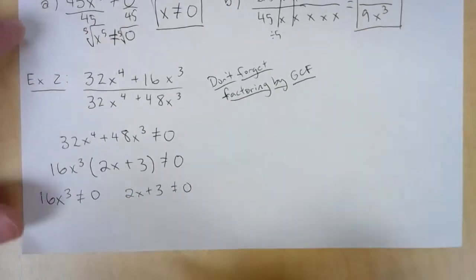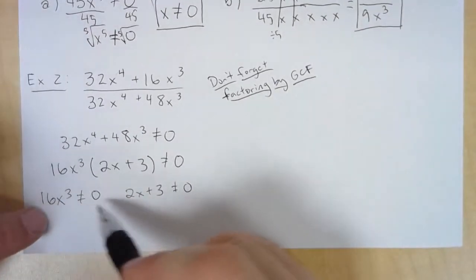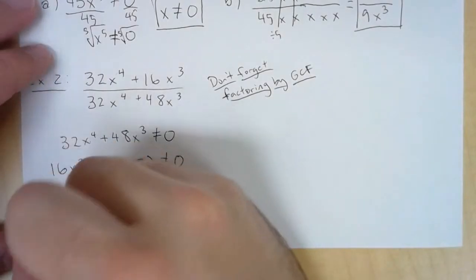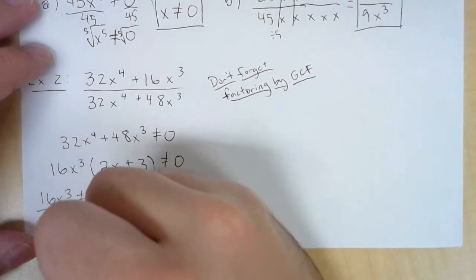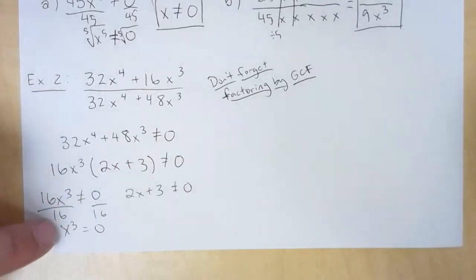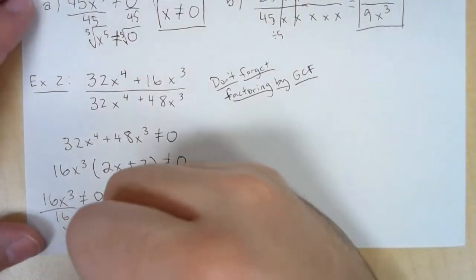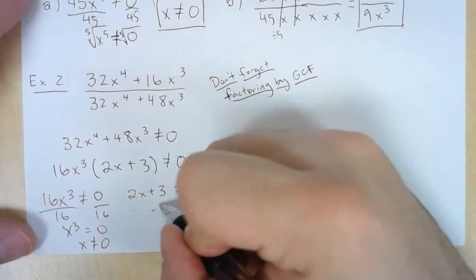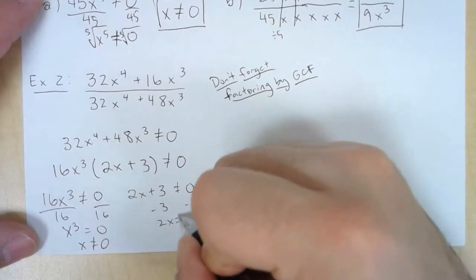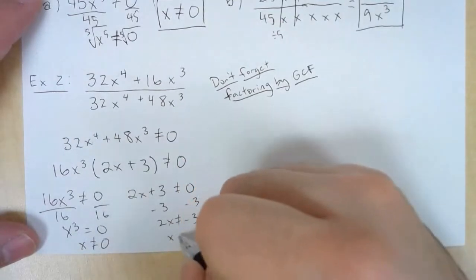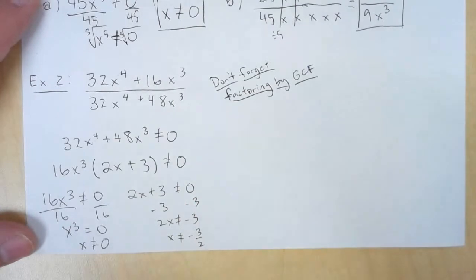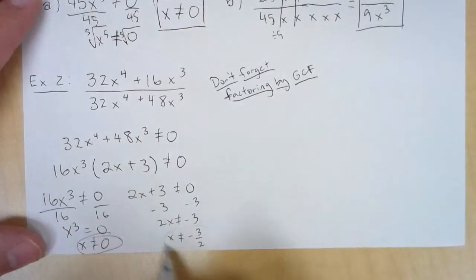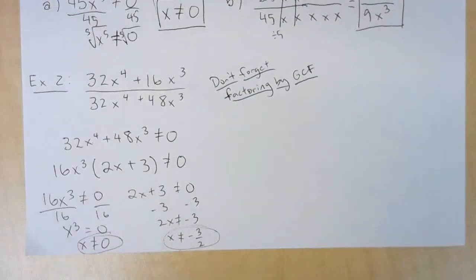So this bottom one, divide by 16, we get x to the 3rd equals 0, and the only thing that multiplies by itself 3 times to get 0 is, of course, 0. So x cannot equal 0 is one of our excluded values. Let's do the other one. We're going to subtract 3. We're going to get 2x cannot equal negative 3, so x cannot equal negative 3 over 2. So we have x cannot equal 0, and x cannot equal negative 3 over 2 for this bottom part, which says that those are excluded values.